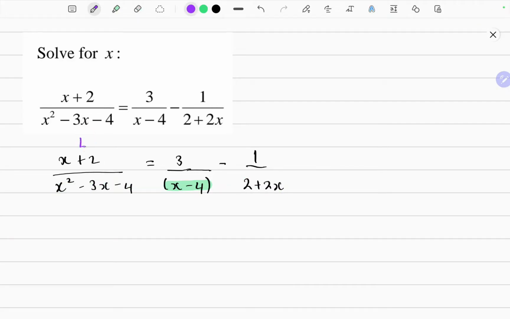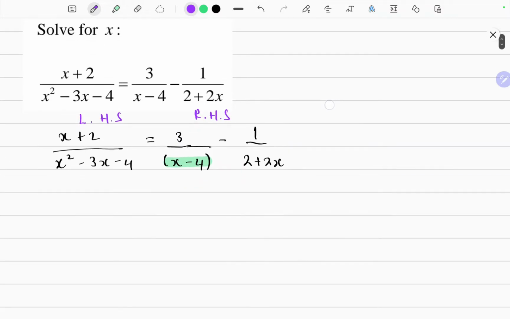So before I proceed, I'm going to call this side of the equation the left-hand side and this side the right-hand side. So I'm going to factorize this quadratic polynomial, this one here. I can factorize it as follows.